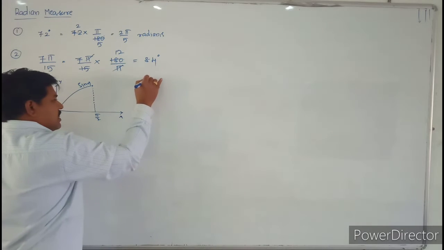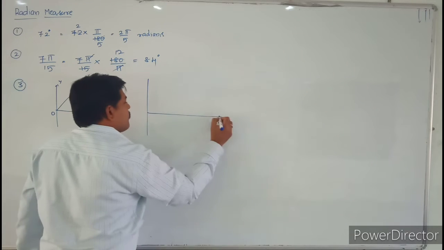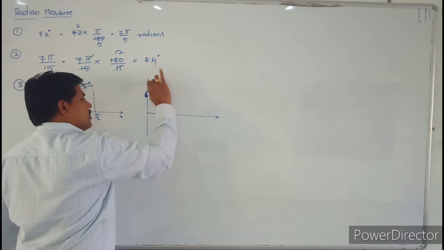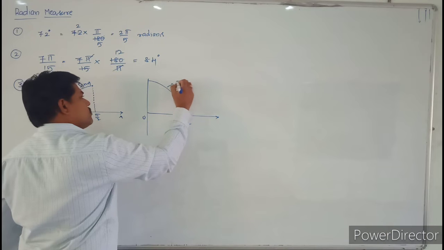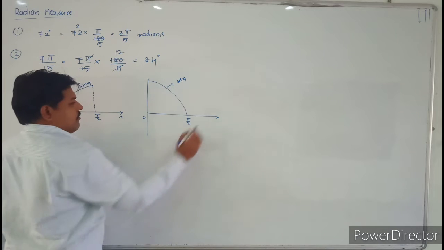And also you can see the cos x graph. What is the cos x graph? If you take the cos x graph, it is like that, from 0 to pi by 2. So this is the cos x graph.